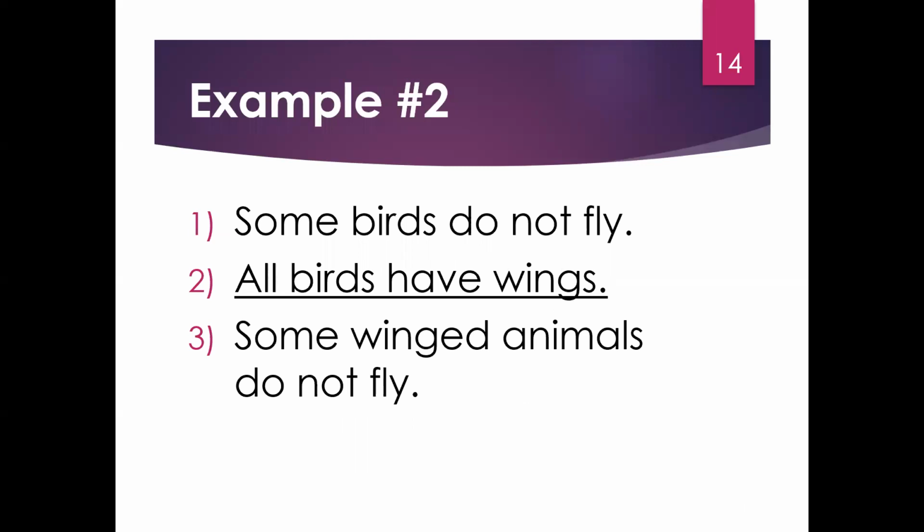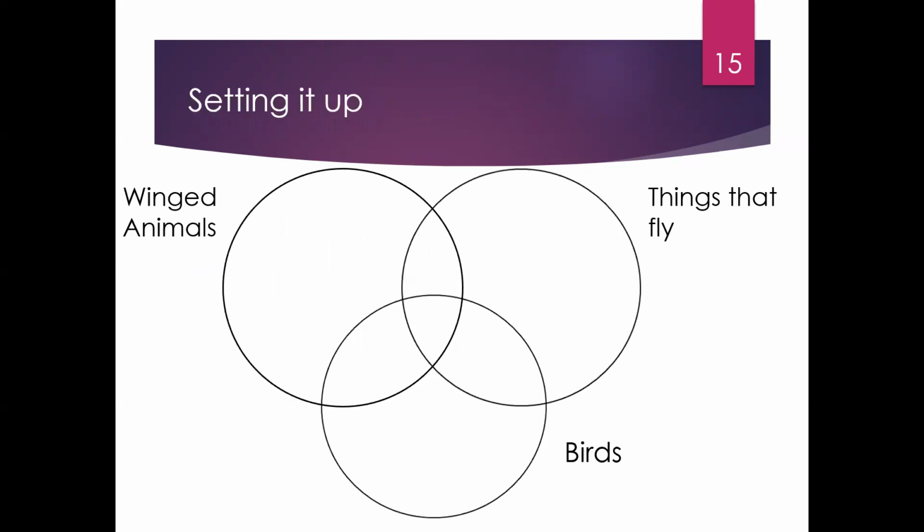So our first premise, some birds do not fly. Second premise, all birds have wings. And our conclusion, some winged animals do not fly. And so we use our conclusion, we have winged animals and things that do not fly, and we want to represent that in a positive way. So we'll say things that fly when we represent the S and the P. So here's how we set it up.